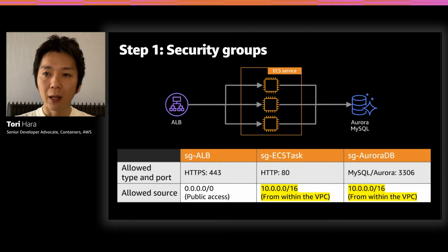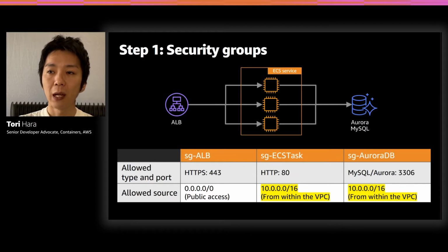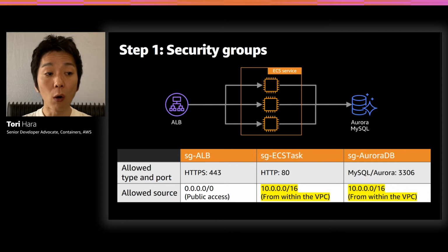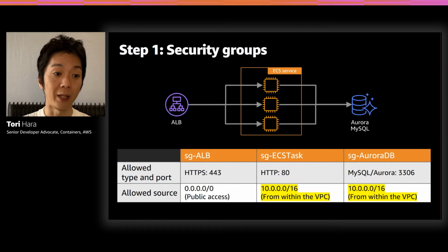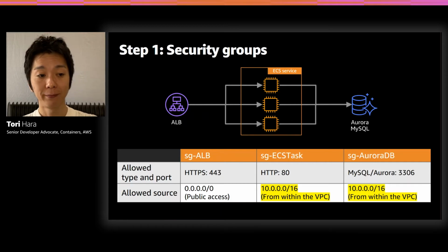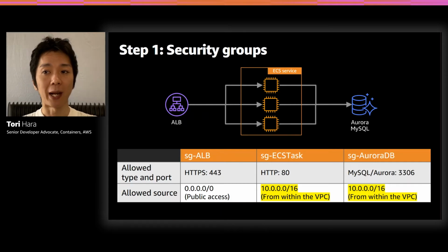Look, as highlighted on the table, both security groups for the ECS tasks and the database instance allow all incoming access from within the VPC. You've asked the reason to your coworker, but he or she said there's no specific reason for it. Okay. It's not super bad, but it could be better. So let's make it a bit more secure.